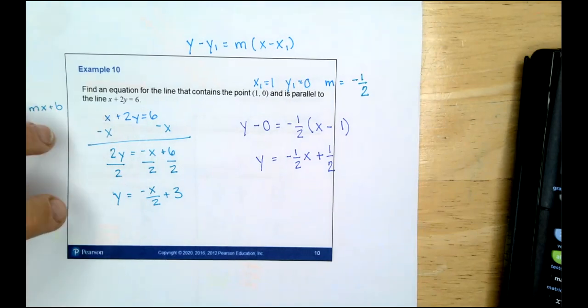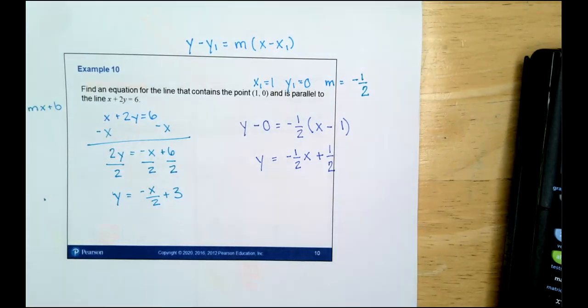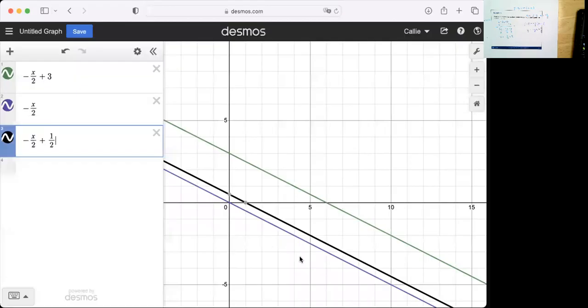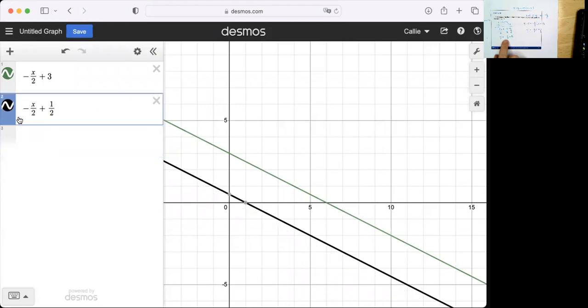Good. So an equation of a line that contains the point 1, 0 and is parallel to the line x plus 2y equals 6. I'm going to put them both into Desmos. And actually, that first equation, y equals negative x over 2 plus 3, is the same equation we had from our original example. And then here is the other line we found, y equals negative 1/2 x plus 1/2.